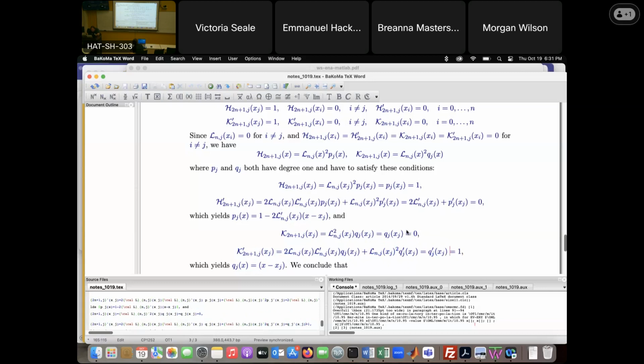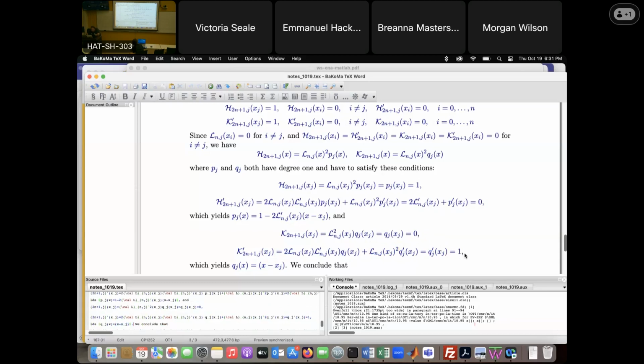So I'm left with this, that's equal to 1. So again, I have two equations to solve for two coefficients of Qj, because it's a degree 1 polynomial, and it just turns out to be x minus xj, satisfies both of these.